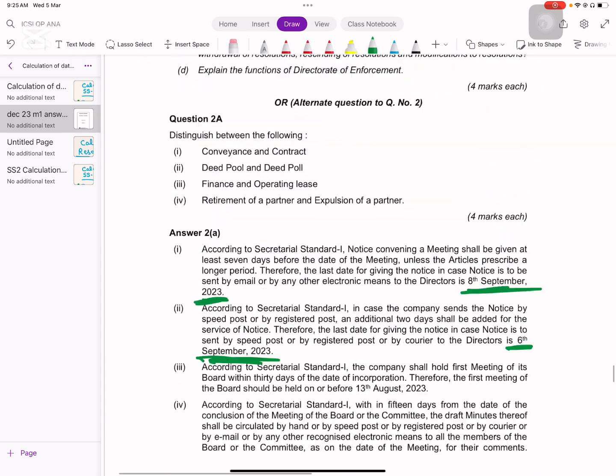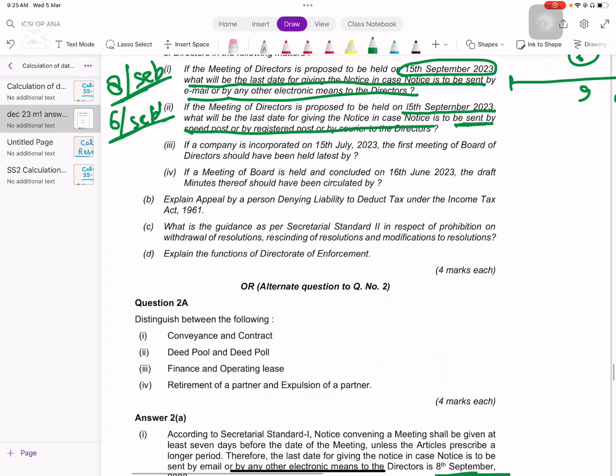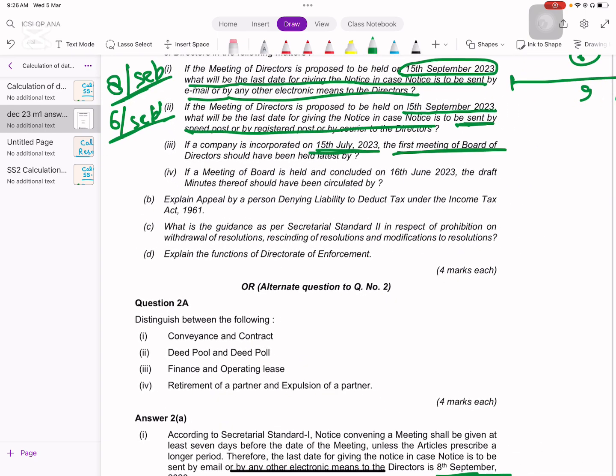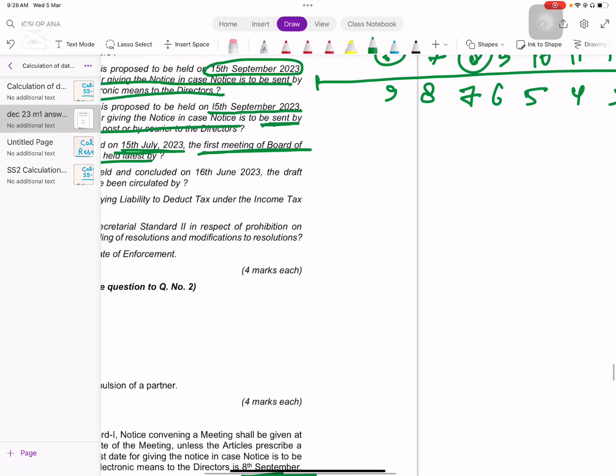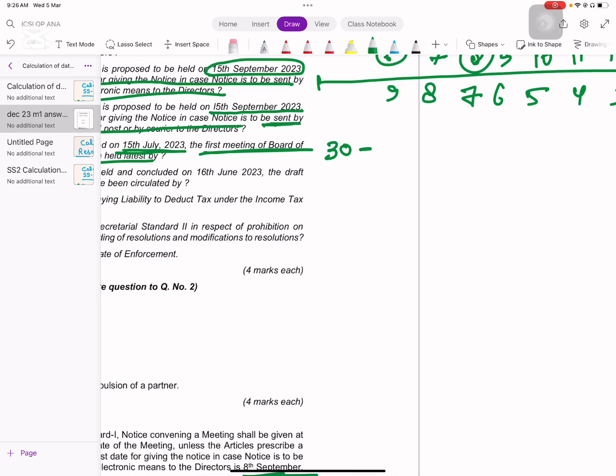Now, next question: if a company is incorporated on 15 July, the first meeting of board should have been held by? Now, subtraction method: 30 minus remaining days in July, 17, is equal to 13 August. That is our answer.